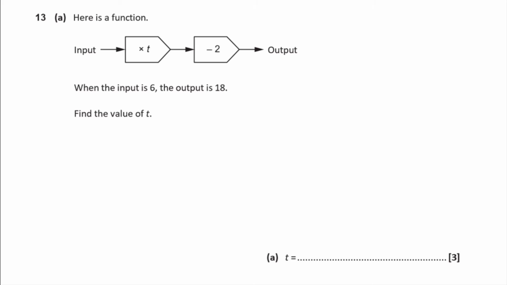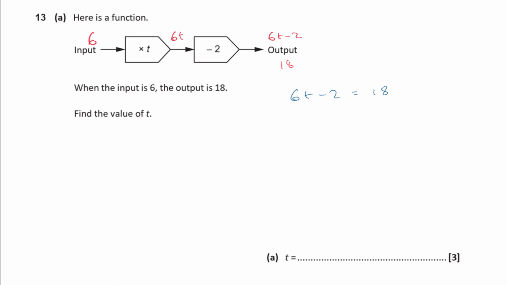Okay. Well, if I feed 6 into this function machine, the first thing that's going to happen is it gets multiplied by t. That's going to give me 6t. And then when I subtract 2, that's going to give me 6t minus 2. And we're told, though, that that output is equal to 18. So equating these things, I know that 6t minus 2 must be equal to 18. So I've got a linear equation in t that I can go on to solve.